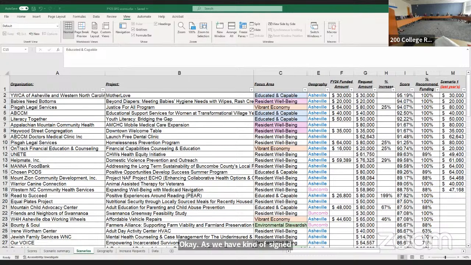So I have a question. A lot of them, or maybe not a lot, but some of them said we're physically located in Asheville, but we serve the entire county. Where did you put those? We based it on their service location, where services were being delivered. Were they explicit enough about that? Because some of them just said we serve the whole county.